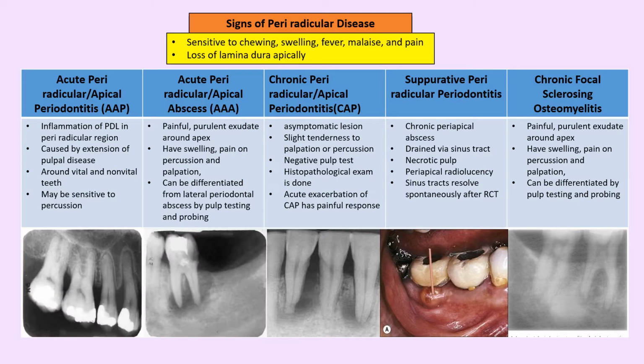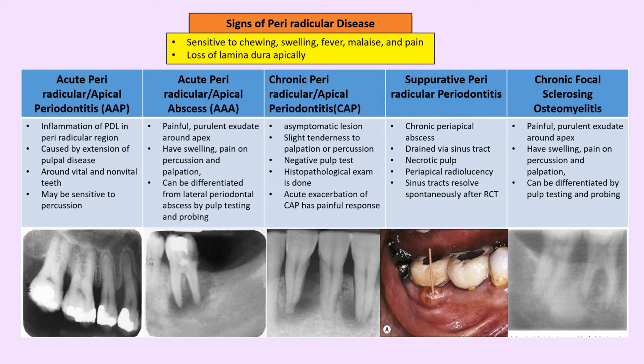Okay, so let's see the next slide here on signs of periradicular diseases. As compared to pulpal conditions, in periradicular conditions the patient will have more complaint of chewing, biting, swelling, fever, feeling pain, and loss of lamina dura apically. In pulpal conditions, the pain in pulpitis is more diffuse pain, the pain which is referred as well. But in periradicular condition, the pain is more localized, where actually the patient can pinpoint that this is hurting, because the PDL has proprioception, which is not present in the pulp.